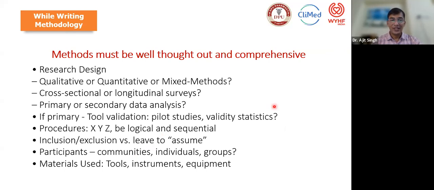Okay, then logical and sequential procedures must be there. If your procedures are not logical, you are not going to justify your research proposal, your research at all. Okay. Important, inclusion and exclusion criteria.